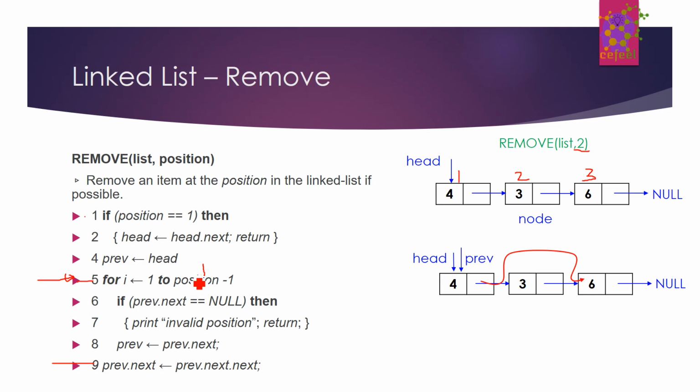In that case, what we will do is we will just make previous dot next, so which means 4's next pointer will now point to previous dot next dot next, which is the 6. So thereby skipping the node here, deleting the node here, we will just make the next pointer point to 6, and then we are done. So this way 3 is deleted and then we only have 2 nodes in our list. So it's as simple as that.